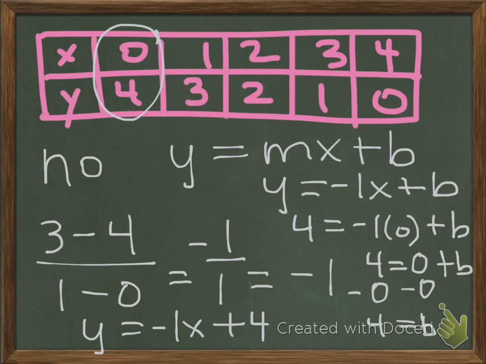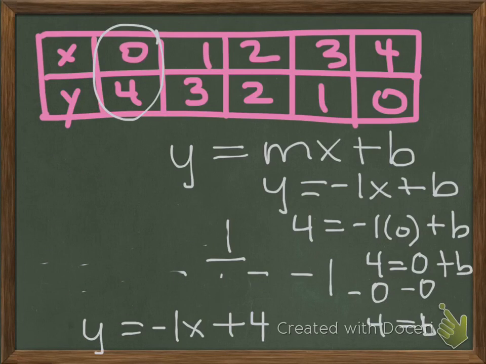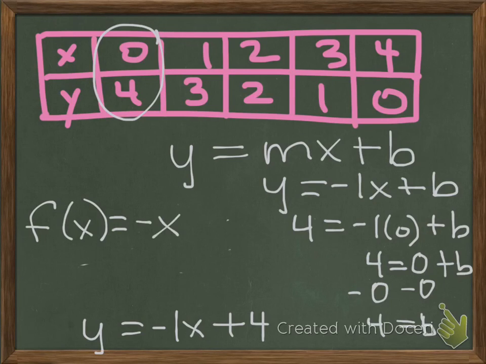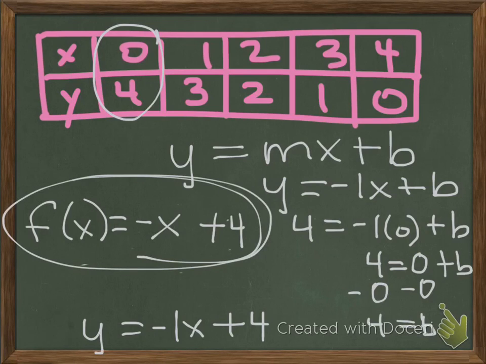And then since it's a function, we need to write it as f of x. So we just do f of x equals negative 1x, or negative x, plus 4. And that's our answer. And that would conclude this lesson, or this quiz review.